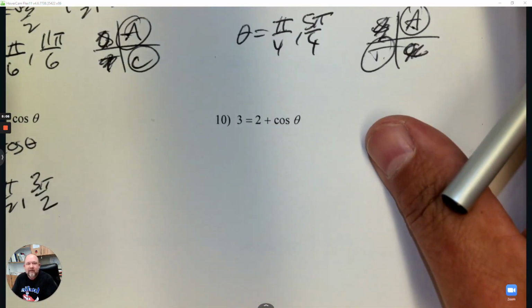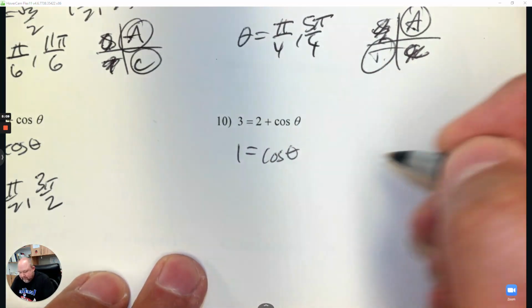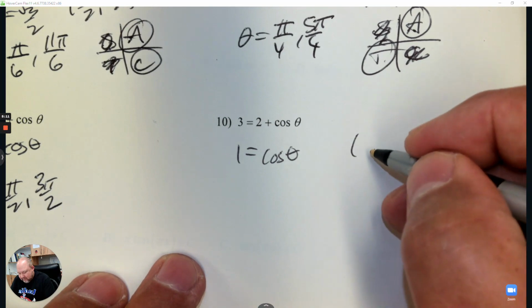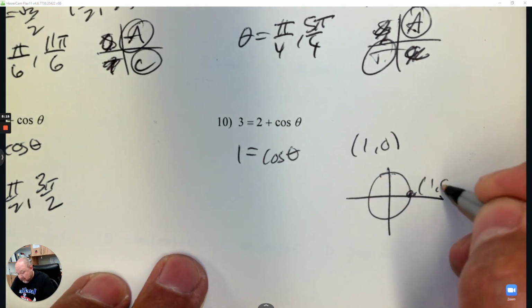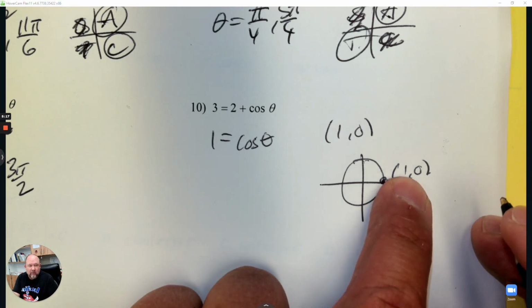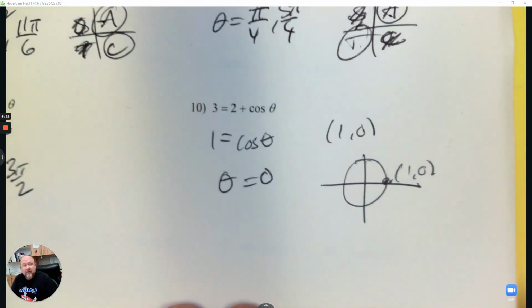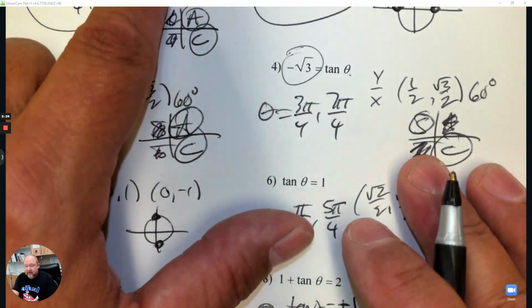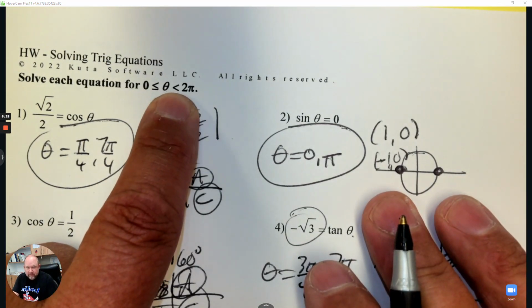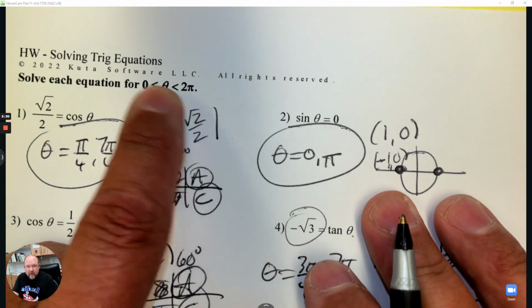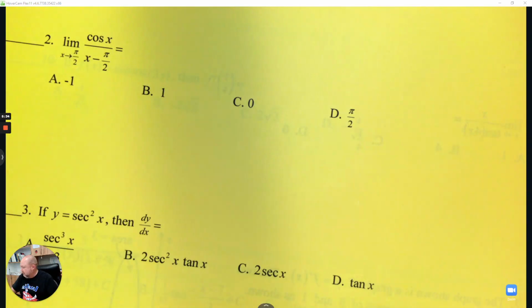I don't know. So I'm going to subtract 2. 3 take away 2 is 1. I want to know where the x coordinate is 1. This one actually only has one location, and that's right here. So where is the x coordinate 1? It's right there, and the answer is 0. If you look at the restriction at the top, it says it can be equal to 0, but it cannot be equal to 2 pi. There's no line underneath there. So at that point, the only answer is 0 with this restriction. All right, page 2.